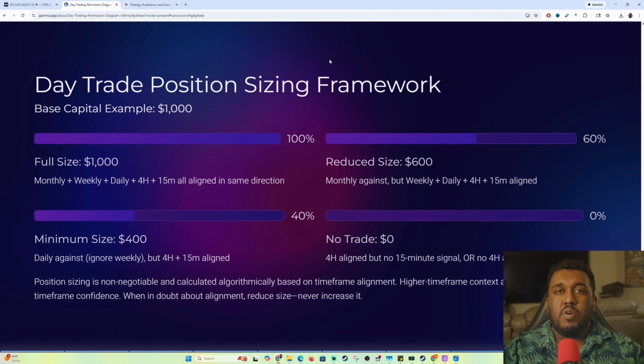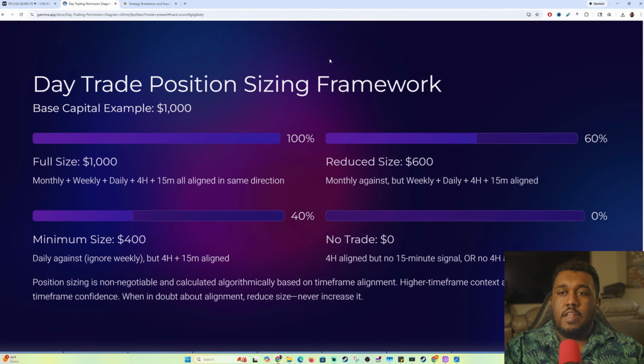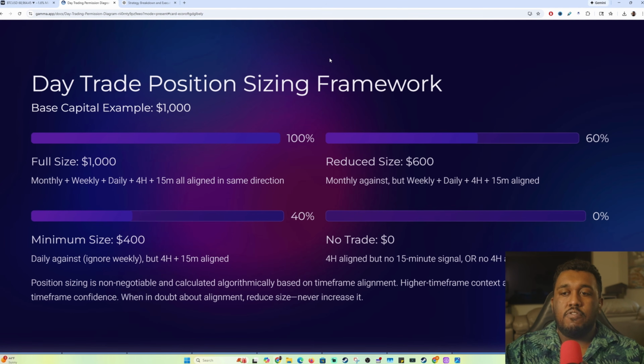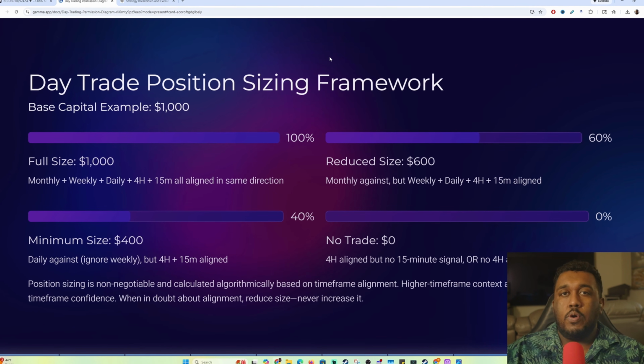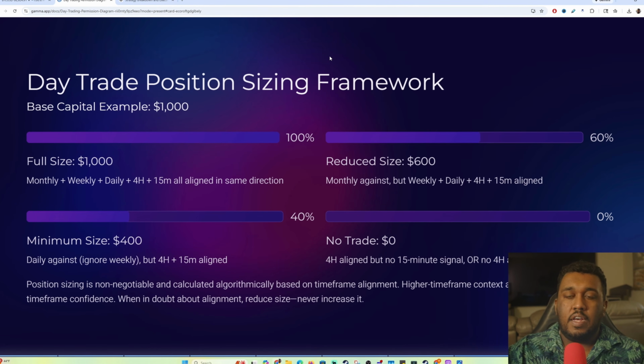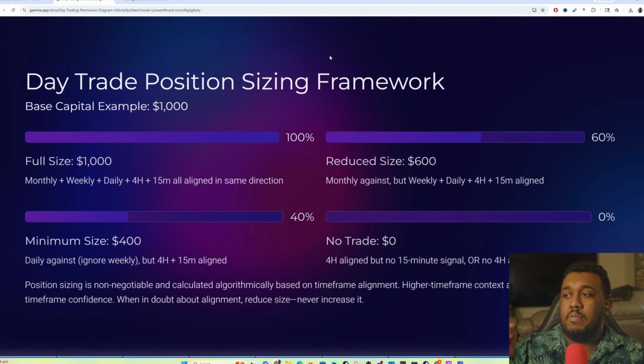Now, this is my framework, but you guys can absolutely change this. Full size 1,000, reduced size 600, minimum size 400, and of course no trade 0. This is when things are kind of going against the grain. If everything's working out, $1,000. If things are kind of choppy, only $600.